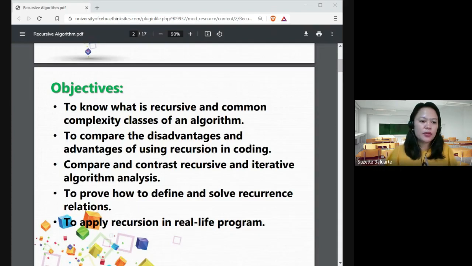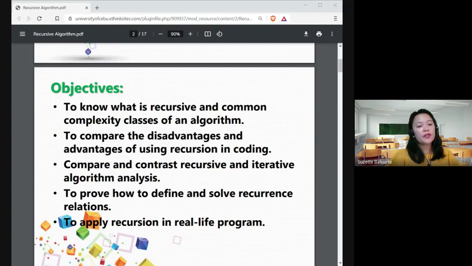Number two, to compare the disadvantages and advantages of using recursion in coding. Probably later on, as we go along with our program implementation, you will know exactly what the advantages and disadvantages are. And I will also cite a few of these disadvantages and advantages of using recursion.